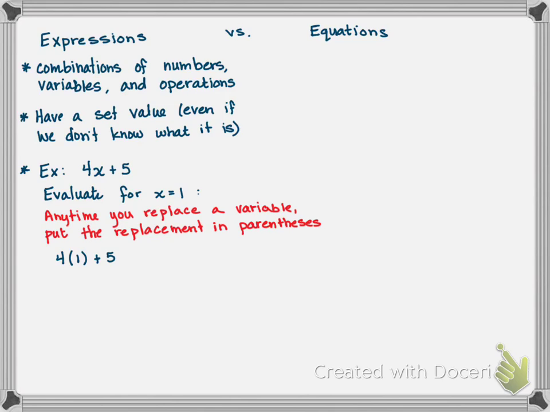So when I grade a problem like this, I always give it 2 points. The first point is given just for rewriting the expression exactly as it's written up here, but with the replacement value in parentheses. And then the second point is, I guess I should give you a point for the answer.